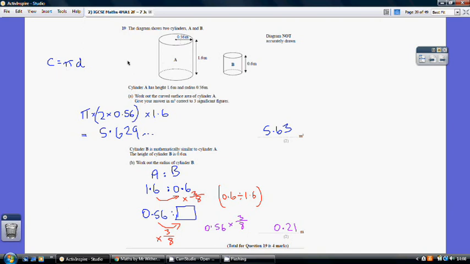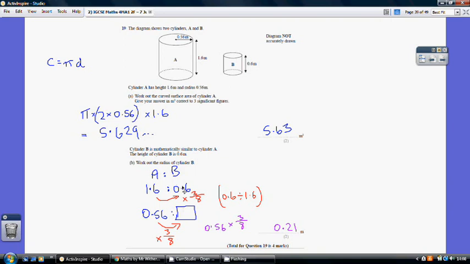So it's going to be circumference times the other length. So pi times the diameter, pi times 2 lots of the 0.56. Then multiply this by the 1.6, giving us 5.629... which is 5.63 to 3 significant figures. Now we're told that the shapes are mathematically similar. So the lengths are going to be in proportion to each other. So comparing A to B, we can see that the length ratio is 1.6 to 0.6.